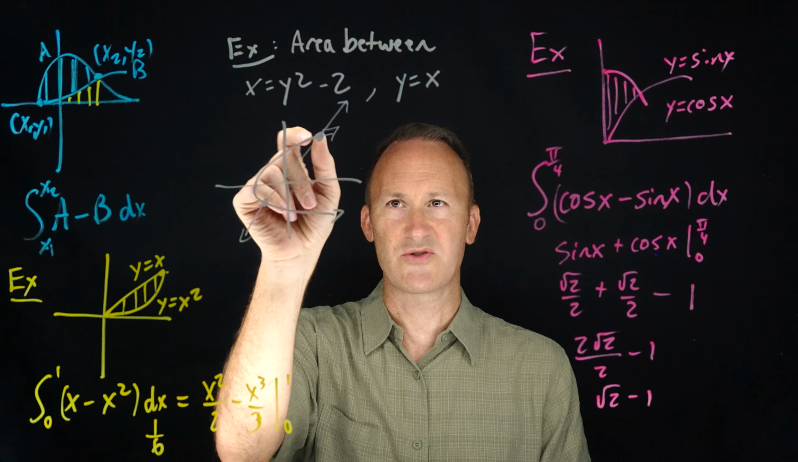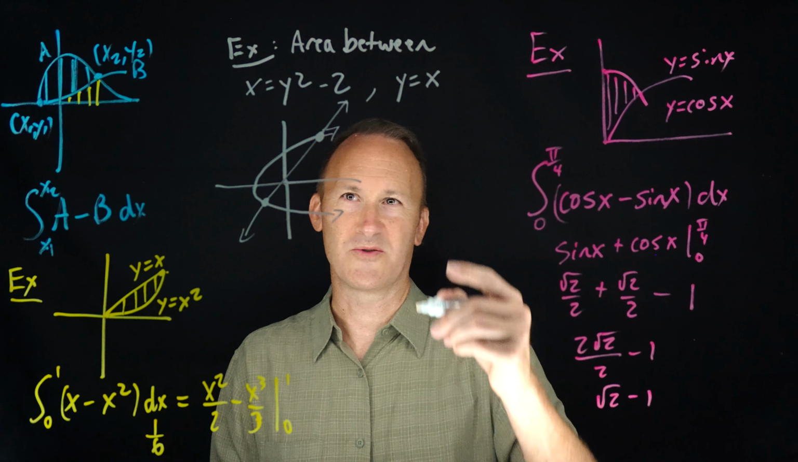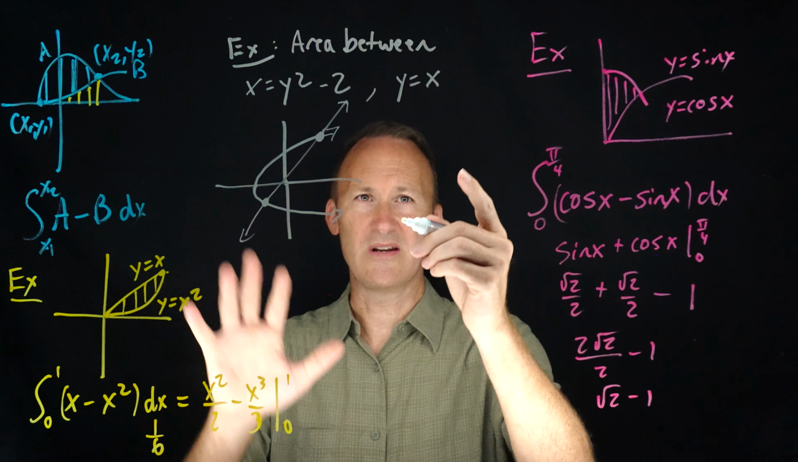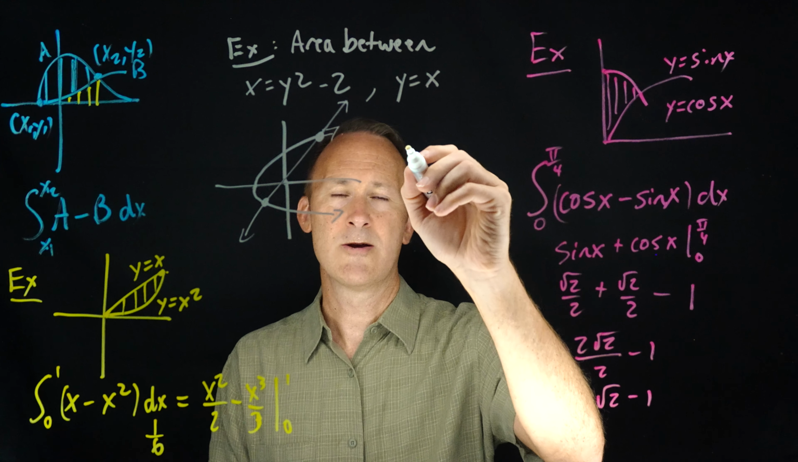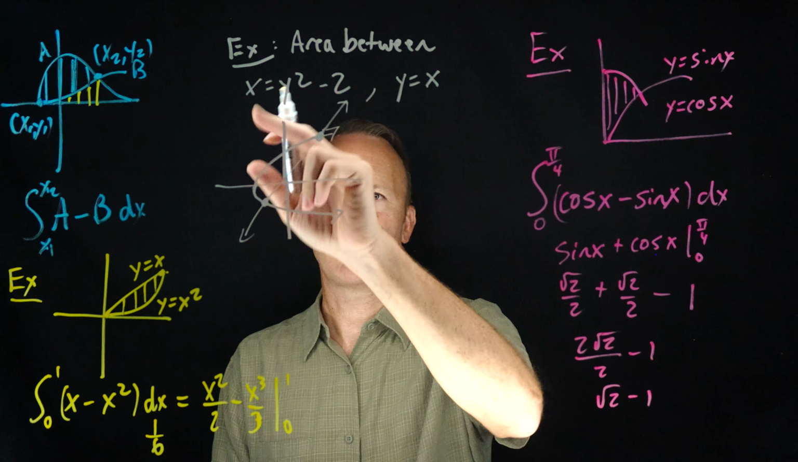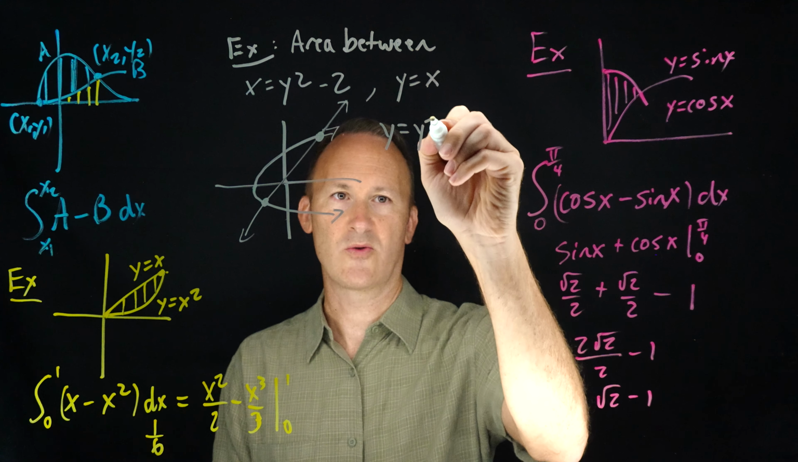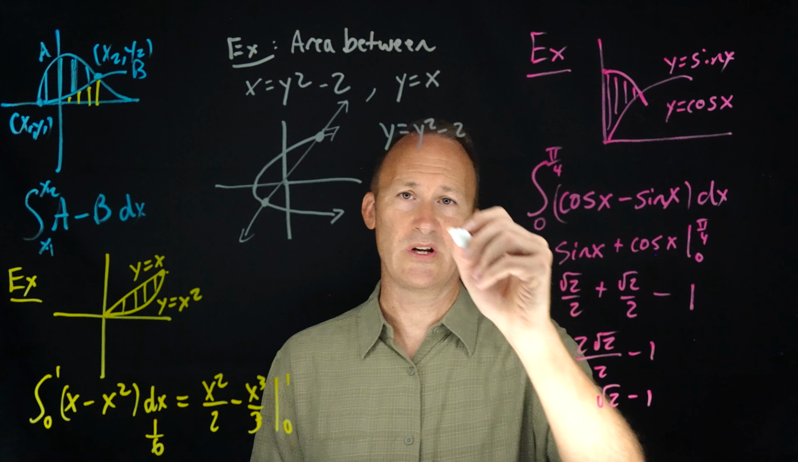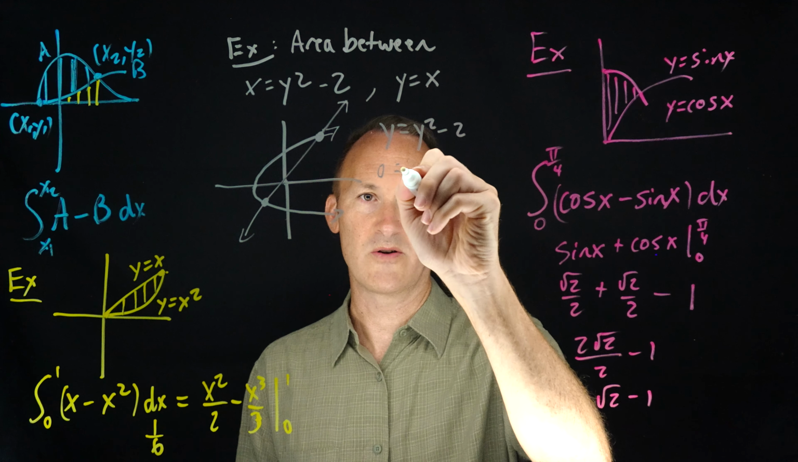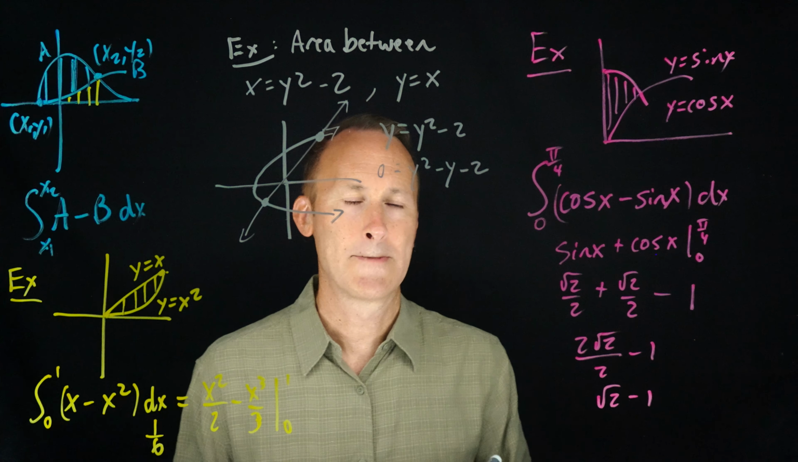What you want to do here is solve for y, because it would be difficult to solve this one for y. What I mean is they're both saying what x equals, so let's set them both equal to each other. We can plug in the y here, and we get y equals y squared minus 2. This is a quadratic, so we treat it as such. So we get 0 equals y squared minus y minus 2.